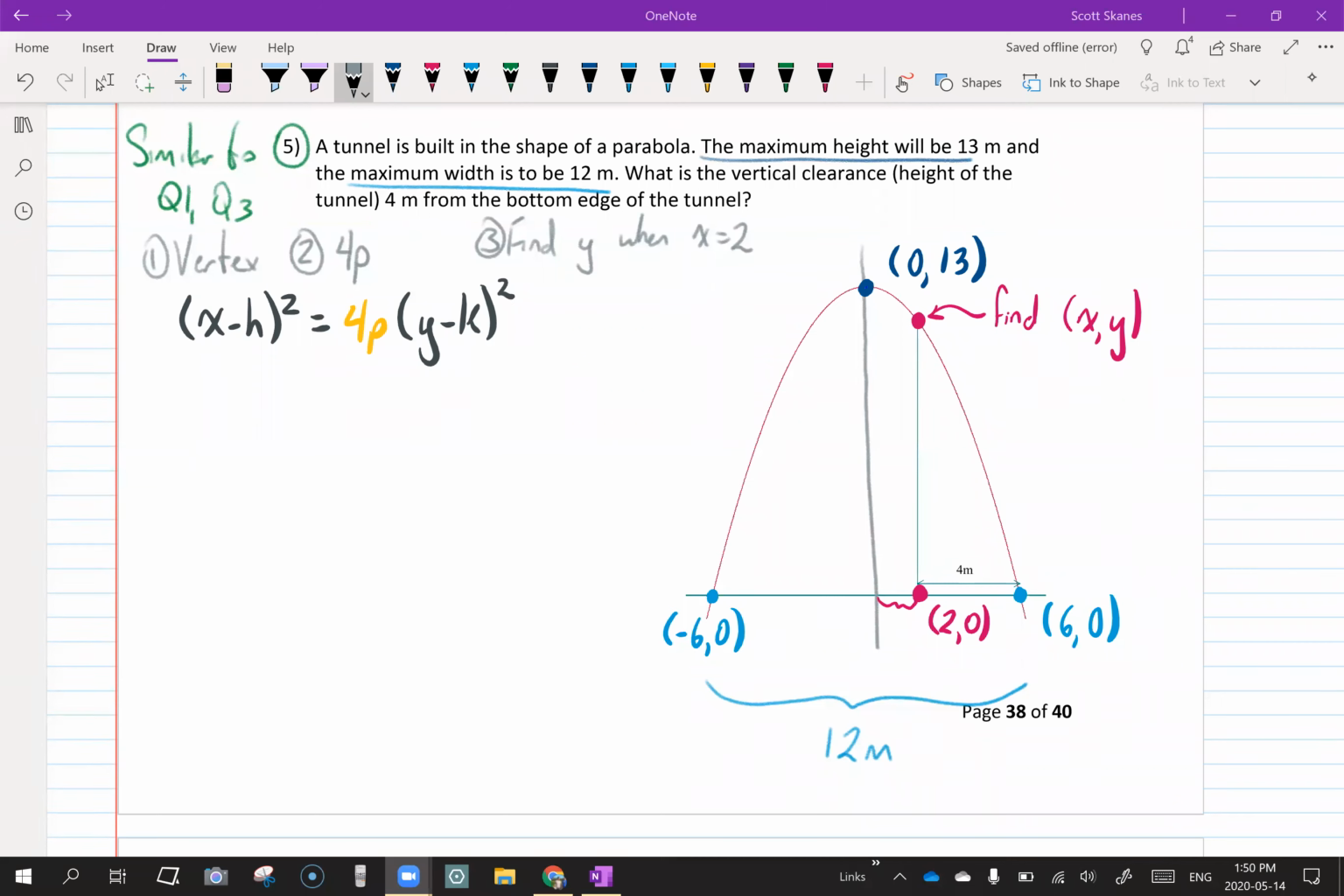Is anybody actually trying this out there, or are you just ignoring everything until I start again? Anybody working on this? Should I just keep going? Okay, good. I'll give you another 15 or 20 seconds.